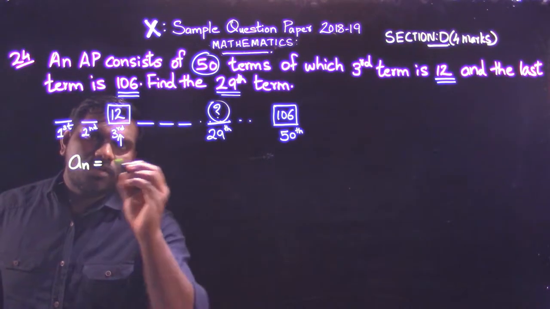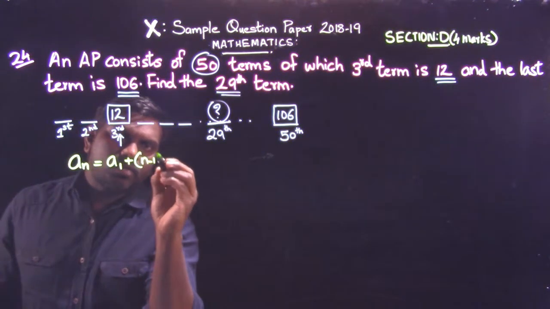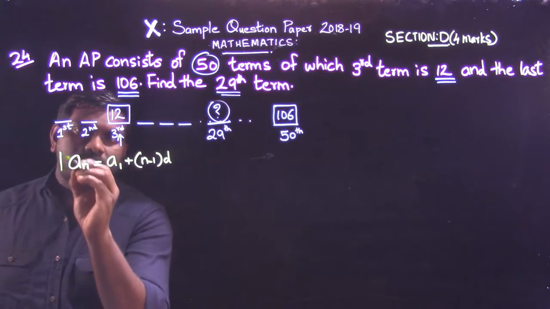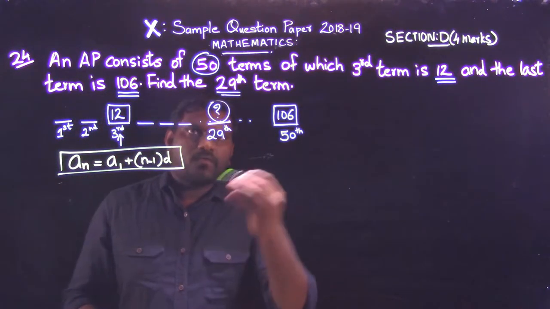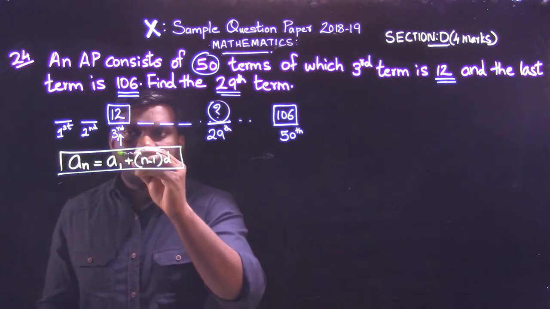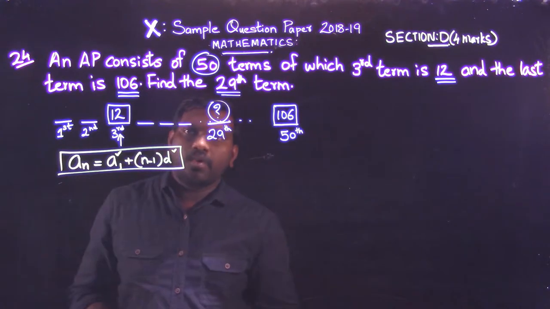An is equal to a1 plus (n minus 1) into d. This formula, you check it, that is very important to find the terms. Nth term is what. And if you want to find any term, you can use the formula by substituting the values for a1 and d, which term you want, you can get it.